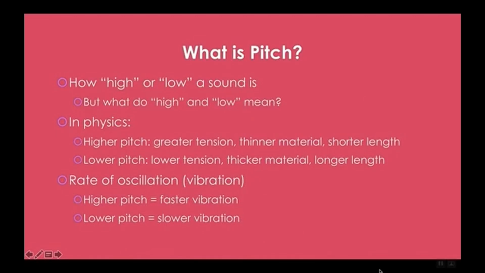So, what's pitch? We might define it as how high or low a sound is, but then the question is, what do we mean by high and low? In physics, higher pitch translates to greater tension in a string, for instance. Thinner material, again, in a string, but it could be in something else, like a sheet of metal. Or shorter length, that's again with a string, but it could be the length of a tube that you would get with a flute, for instance.